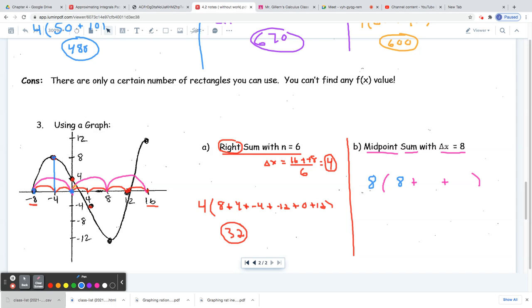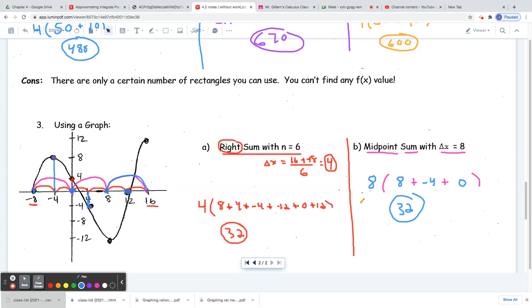For my second one, goes from 0 to 8. The middle is 4. So I need to know that y coordinate down here, which is -4. And then finally, it goes from 8 to 16. So the middle is 12, which obviously that y coordinate is 0. So 8 plus -4 is 4. 8 times 4 is 32. You end up getting the same answer. That is purely a coincidence. So the answer is 32.